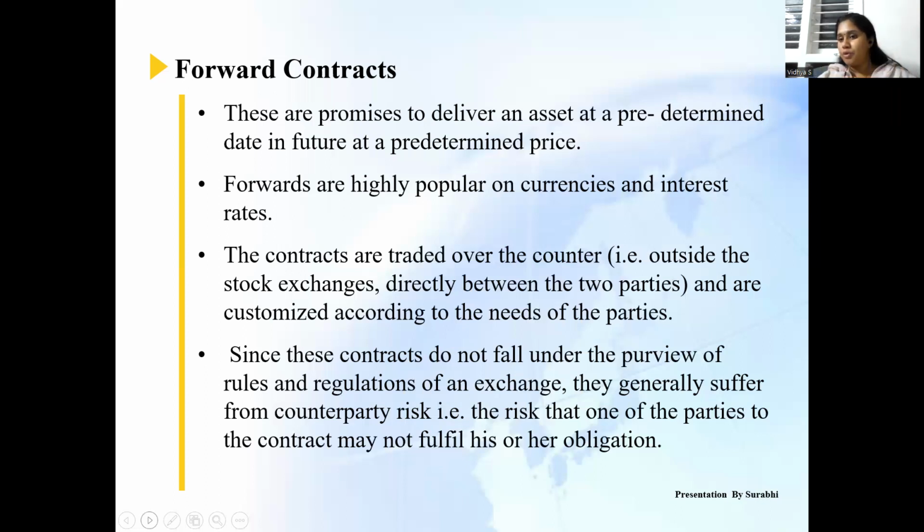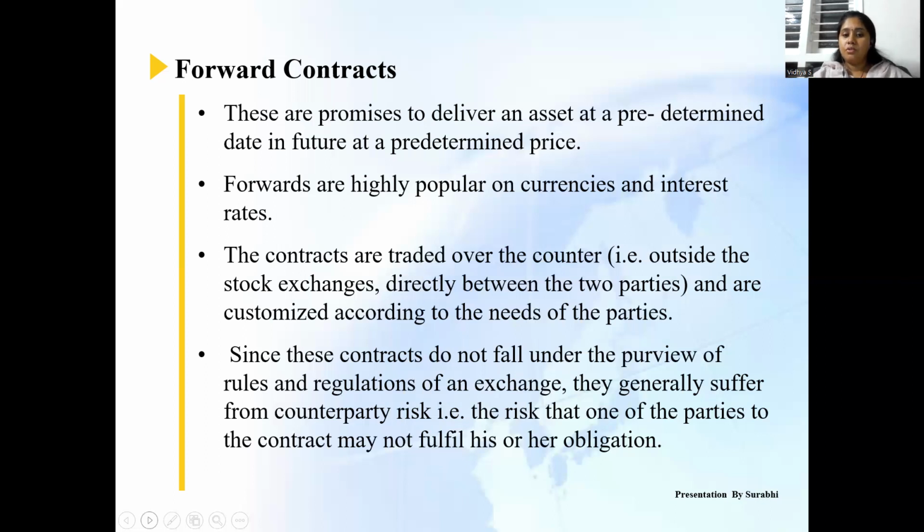This is how the forward contract will be. This is not traded on stock exchanges. Since the contract does not fall under any purview of rules and regulations of an exchange, it generally suffers counterparty risk. As I told you, the risk is associated. What if you don't pay? What if you don't give me the mangoes? This risk can arise at this point of the contract. This is your forward contract.